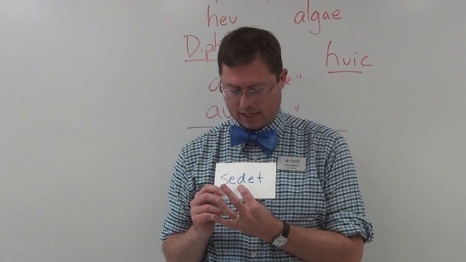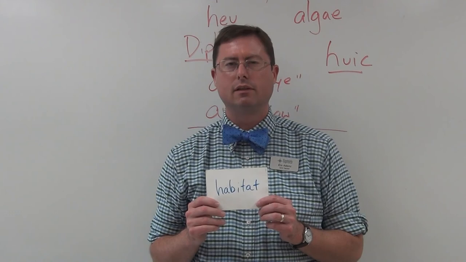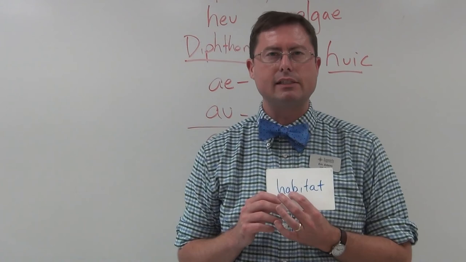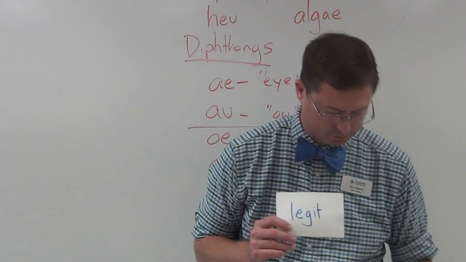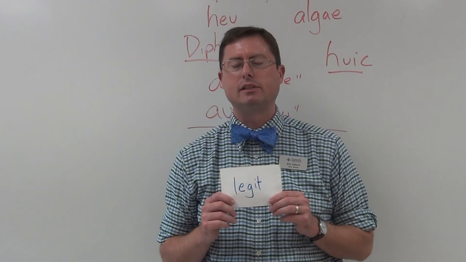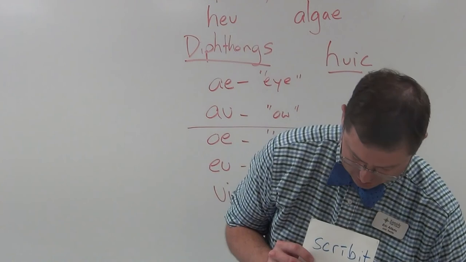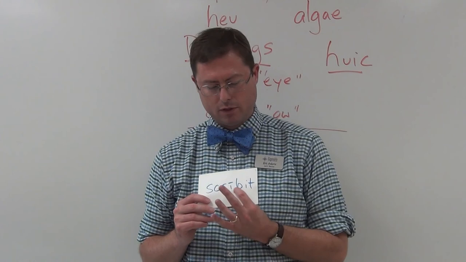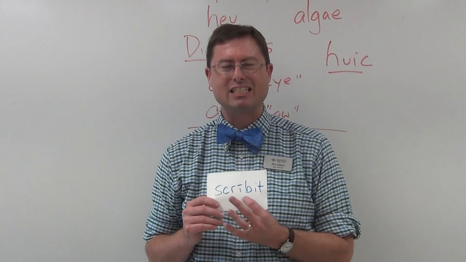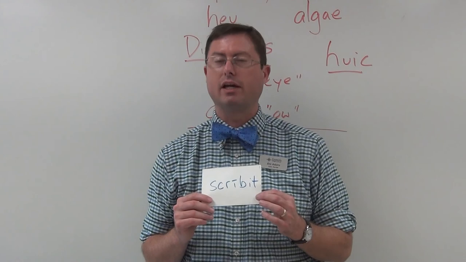The next one, not habitat. That is an English word that comes from this, but remember the A's are A's, E's are A's, I's are E's. Habitat. People very often want to say legit. Do not. It's legit. And then finally the last one. Make sure that I is long. That I is short. Short I. Long I. Scribe it is the pronunciation there. So say it. Scribe it.